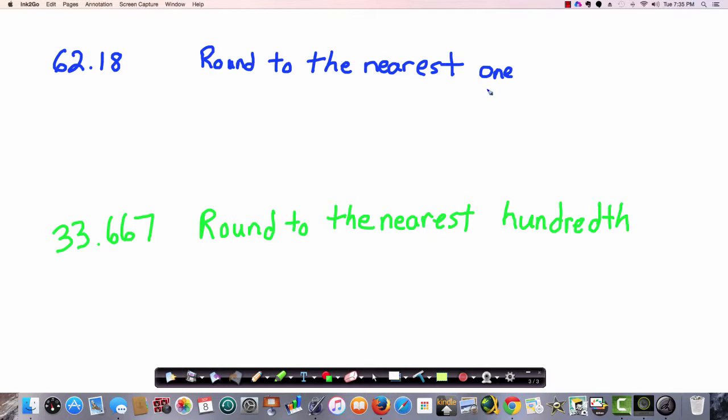So, first of all, the ones place we know is to the left of the decimal. So I'm going to underline that. And then I'm going to draw an arrow to the next number. So go ahead and pause it right now and see if you can round it, and then start it back up so you can see if you got the correct answer or not. Go!